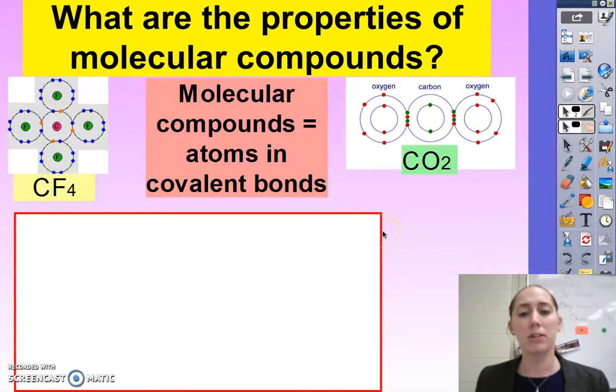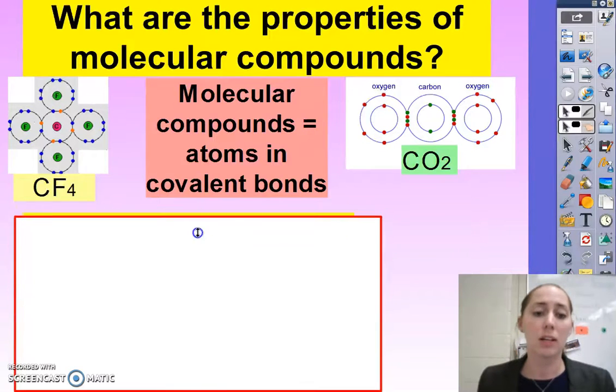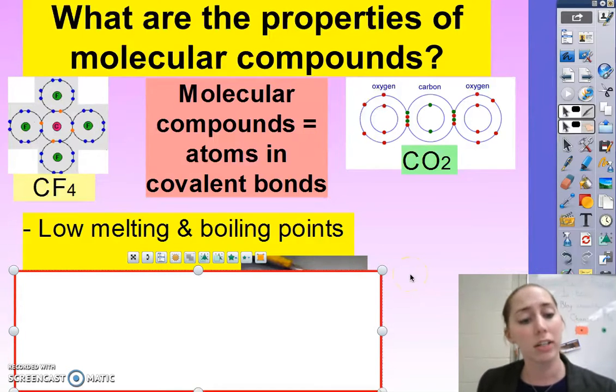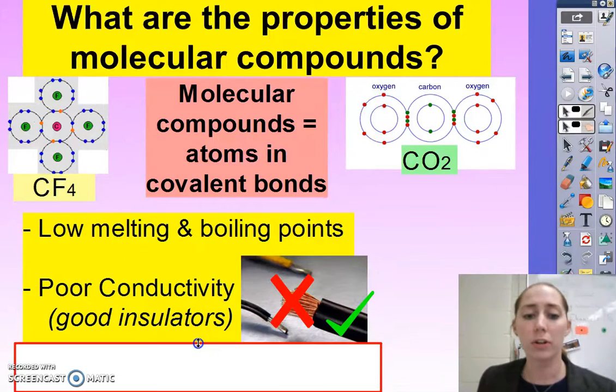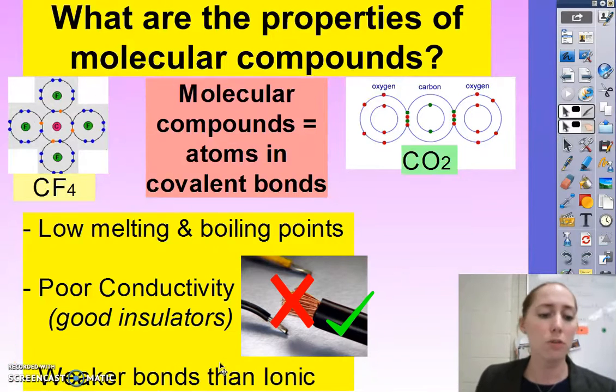Just like how nonmetals have the opposite properties of metals, molecular compounds have the opposite properties of ionic compounds. So, first off, they have low melting and low boiling points. Remember, sugar melts at 186 degrees Celsius, whereas salt, which is an ionic compound, melts at 801 degrees Celsius. They're also poor conductors of heat and electricity, so we use them as insulators. And overall, covalent bonds are weaker than ionic bonds.